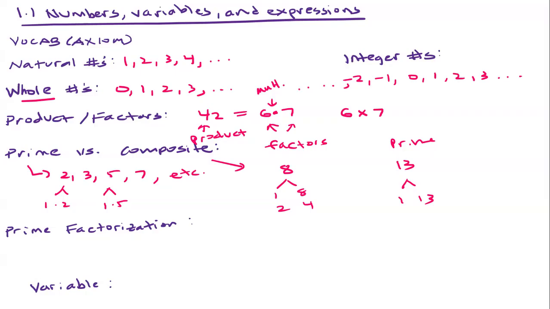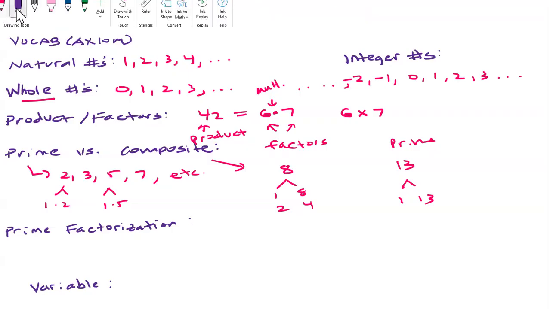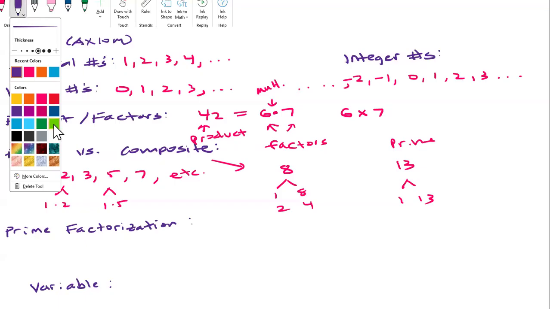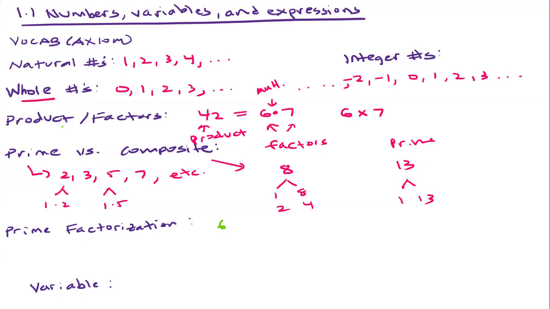All right, so the next vocabulary term here is prime factorization. Basically you want to break it down into its primes. For example, let's work on 60. Let me use a different color.